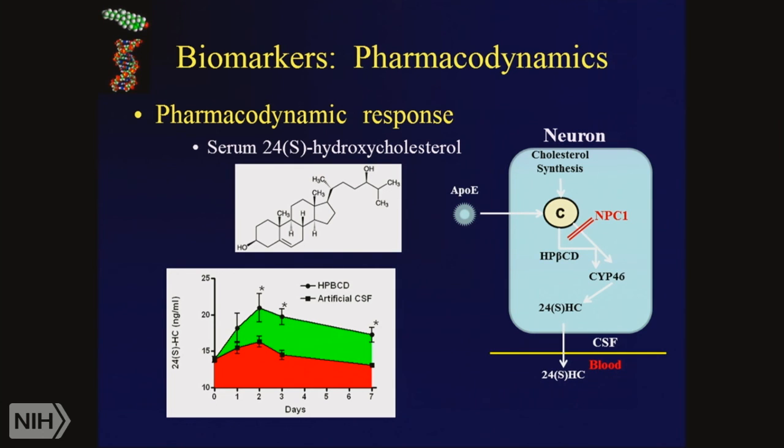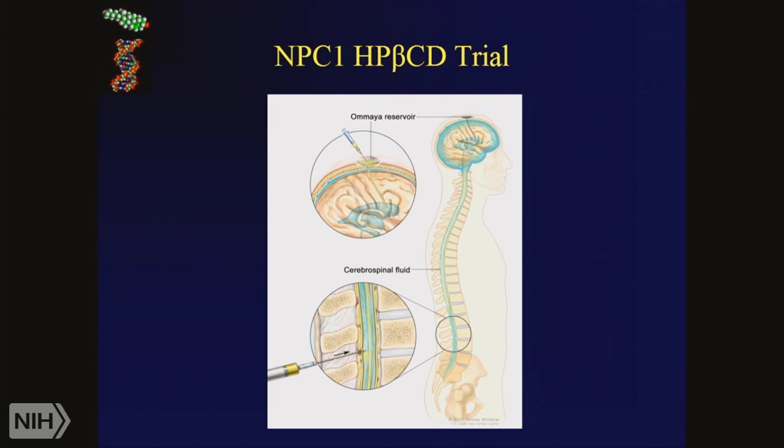So this is a pharmacodynamic marker that we can use to ask the question, if we give the drug to the kids, are we having the biochemical response that we expect? So how do you get this drug to the kids? You want to get it to the brain. Another problem, like cholesterol, it doesn't cross the blood-brain barrier.